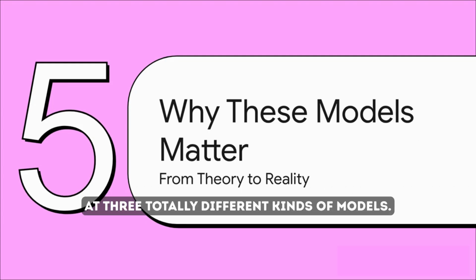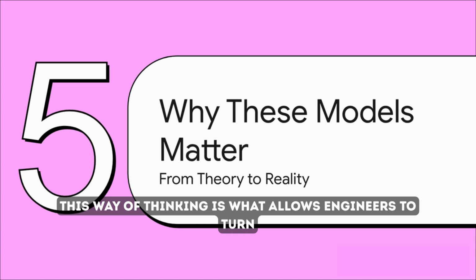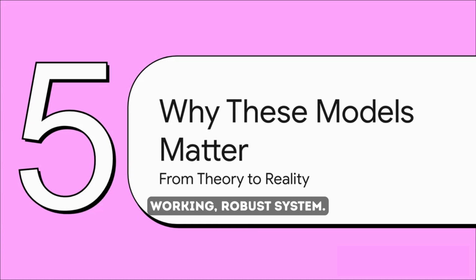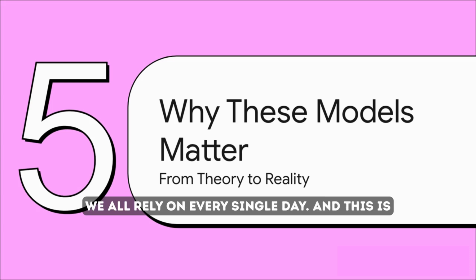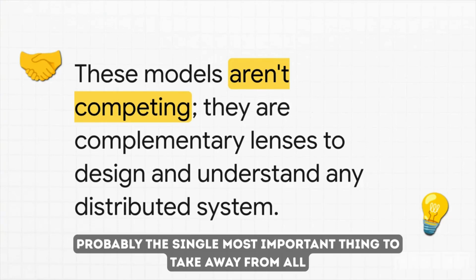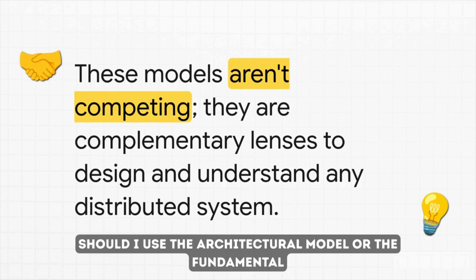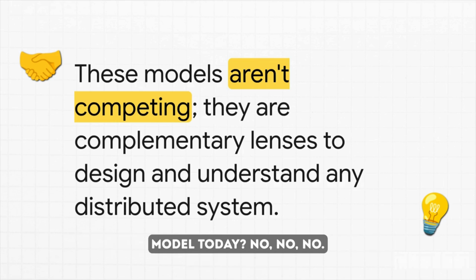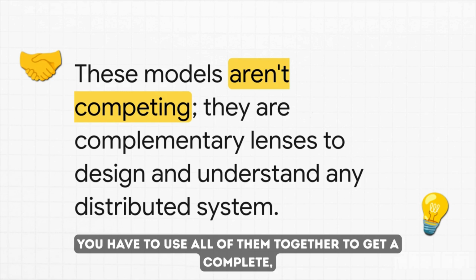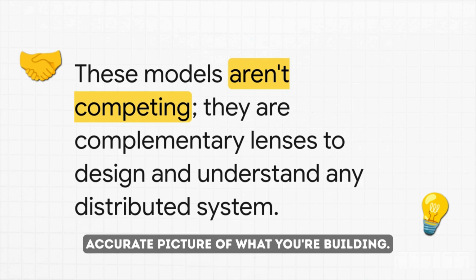We've looked at three totally different kinds of models: physical, architectural, and fundamental. And yeah, it might seem a little abstract, a little theoretical, but this framework, this way of thinking, is what allows engineers to turn a complex idea into a real, working, robust system that we all rely on every single day. And this is probably the single most important thing to take away from all this. These models are not competing with each other. It's not a choice of, should I use the architectural model or the fundamental model today? No. They are complementary lenses. You have to use all of them together to get a complete, accurate picture of what you're building.